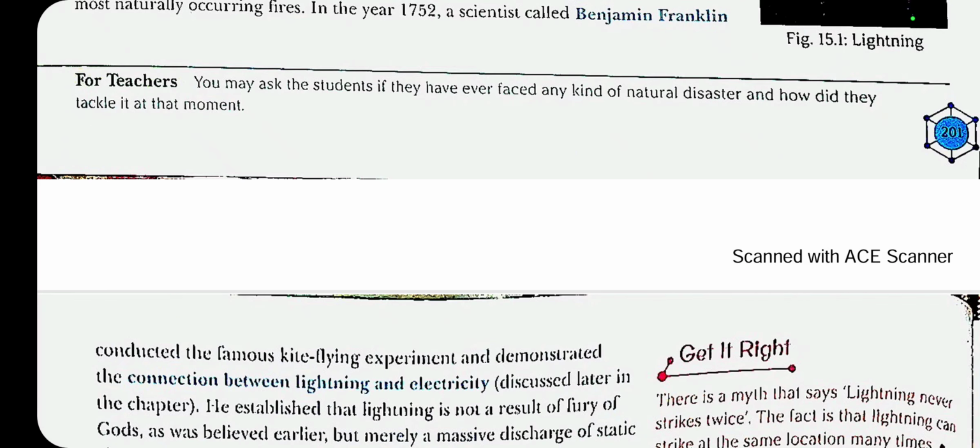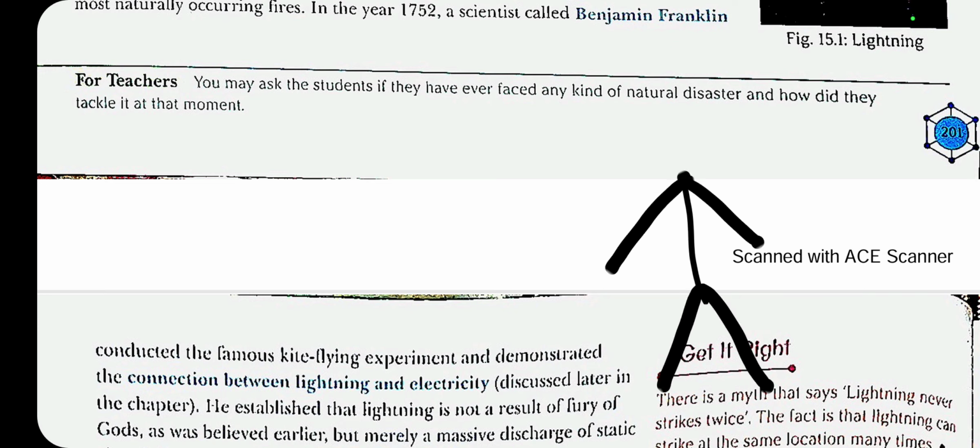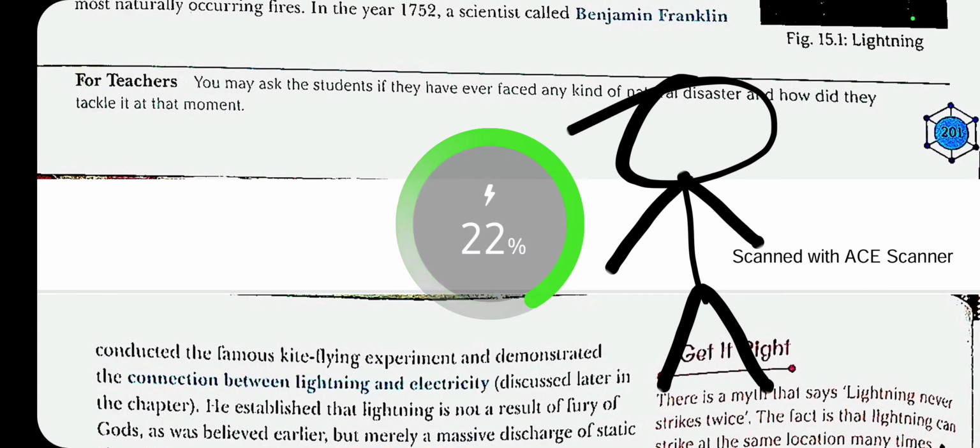So he conducted a famous kite flying experiment in which I'll tell you what happened. This is Benjamin Franklin, yes. And we also have to add some white hair.